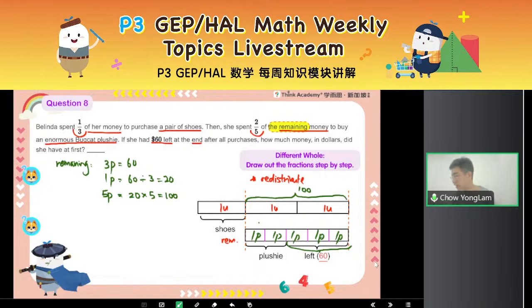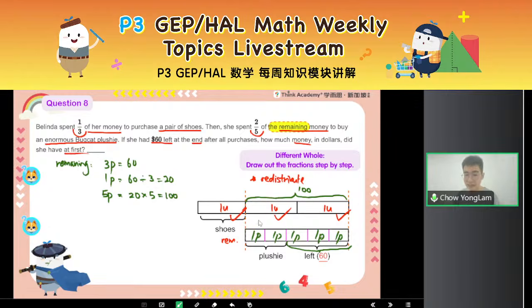But does that mean 100 is our answer? 100 is not the answer. I'm asking how much money she had at first. That means before she even spent any of her money, how much money did she have originally? So does it only include these 2 units? No, there's still 1 more unit that she used for her shoes.